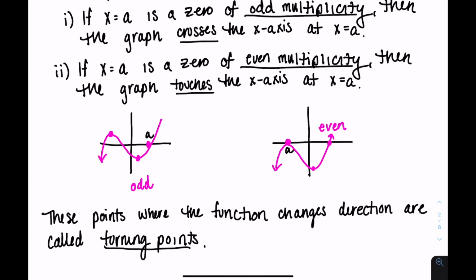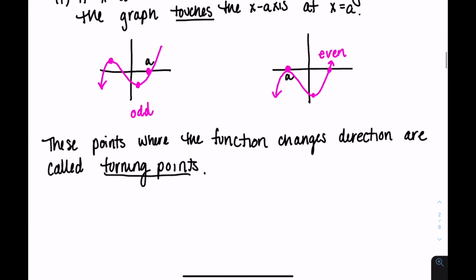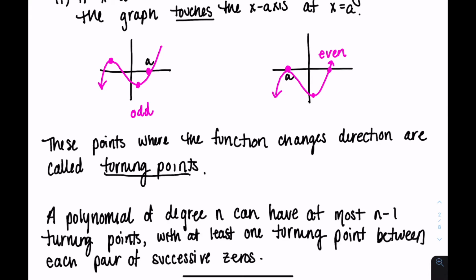So where that function changes from increasing to decreasing or the opposite way, those are called turning points. And for polynomials, we know exactly how many turning points there can be at most. So a polynomial of degree n can have at most n minus 1 turning points. So if you think of a third degree polynomial, you know there's at most 3 zeros. There's exactly 3, but they could be repeated. There's going to be at most 2 turning points, so kind of like there's going to be 2 humps to the graph. So there can be at most n minus 1 turning points for an n degree polynomial.